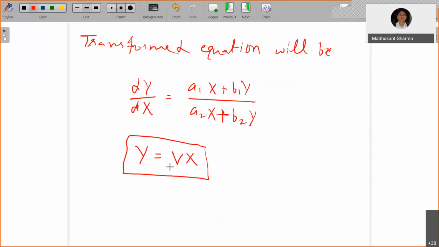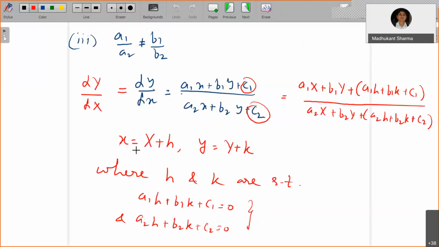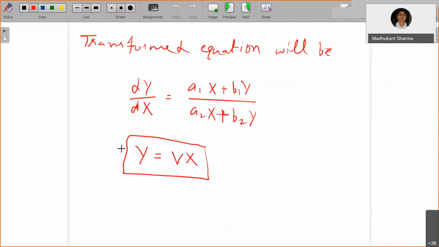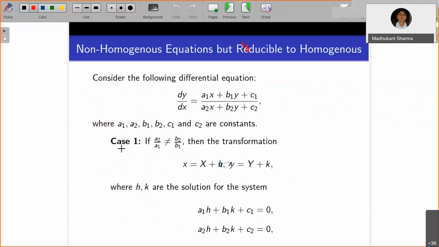So at the end you have to replace v by Y by X, then you have to replace capital Y by small y minus k, and capital X by small x minus h. So you have to write the final answer in small x and y. These are the steps to be followed when you have a non-homogeneous equation reducible to homogeneous form.